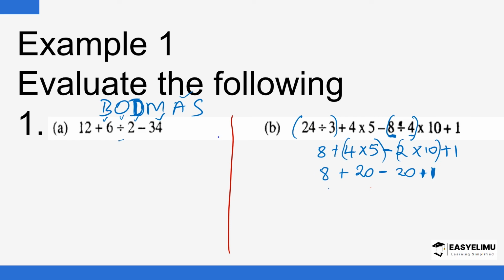So 8 is one of them. You collect them together. So 8, 20 is one of them, and then 1 is one of them. So there is 1, and then 20 is minus. So this is 20. 8 plus 20 is 28, plus 1 is 29. And then, of course, minus 20. So 29 minus 20 is 9.